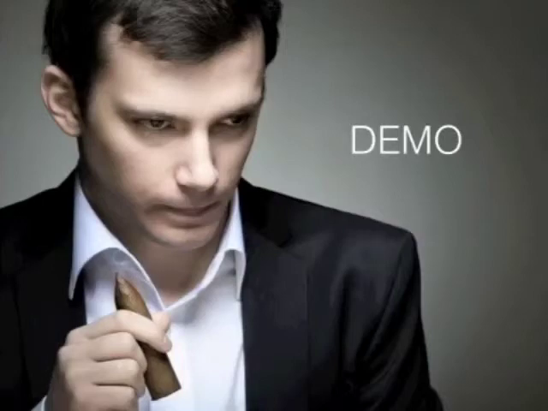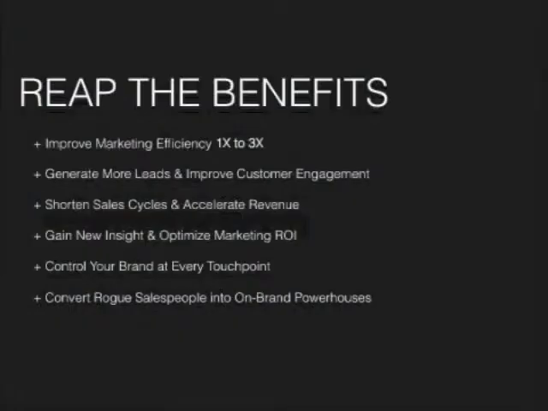So now what I'd like to do is shift over to taking a look at some of the key benefits and value that you can achieve by implementing a solution, a marketing automation solution like Fission. So this slide starts to drive to some of those benefits. Starting at the top, I've seen customers achieve some pretty dramatic results in terms of efficiency, driving a 1 to 3x improvement by implementing a solution like Fission.